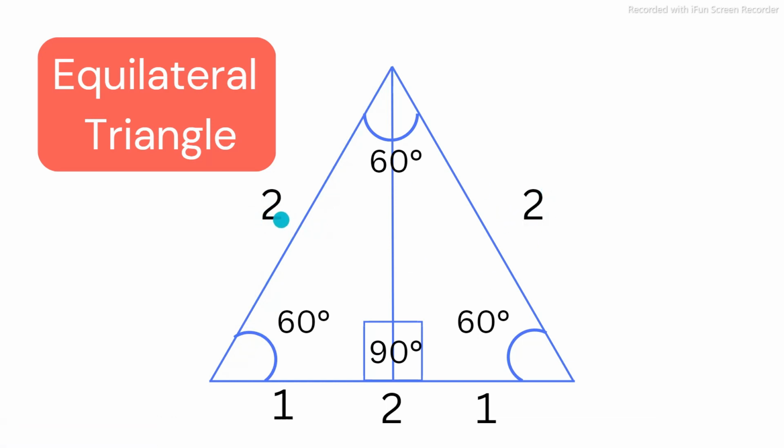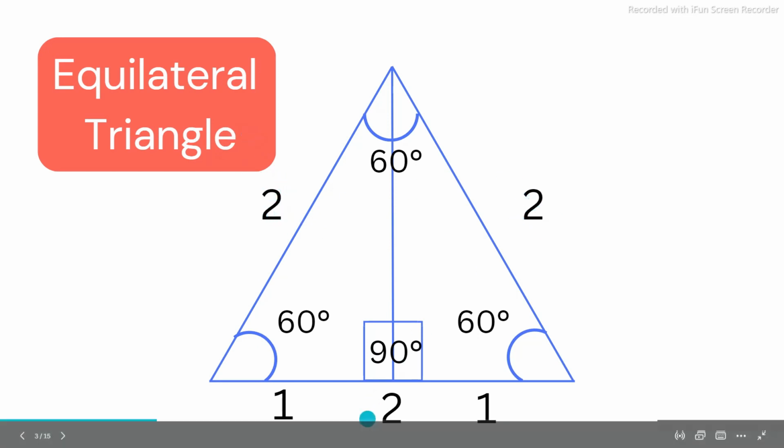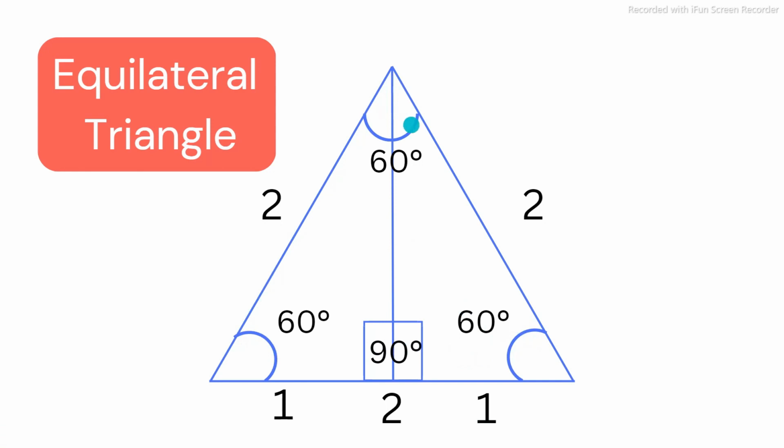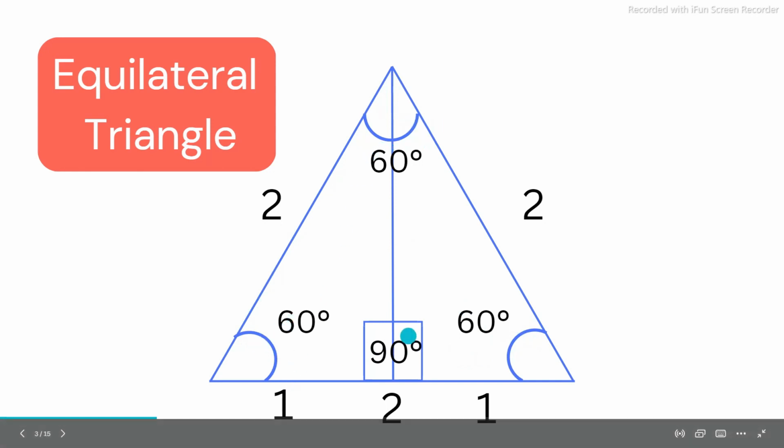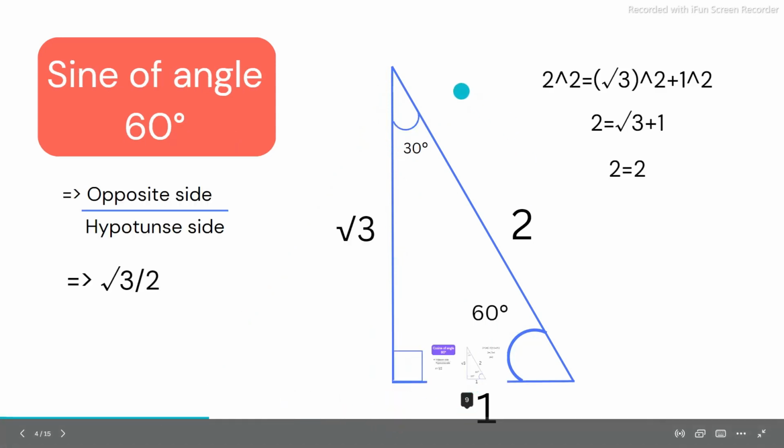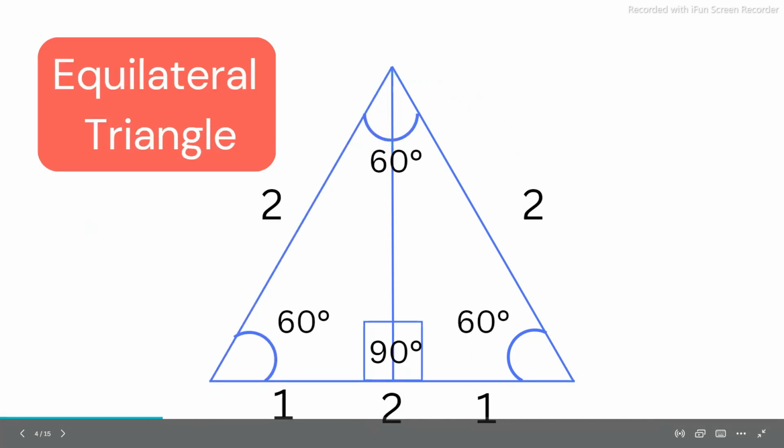A triangle with the same sides is termed an equilateral triangle, because here we have the two, here also we have the two, and here also we have the two. Apart from that, in the equilateral triangle, the angle is always 60 degrees. Here we are going to draw a straight line that divides this 2 into 1 and 1, and thus we get a half triangle from this full-fledged equilateral triangle.